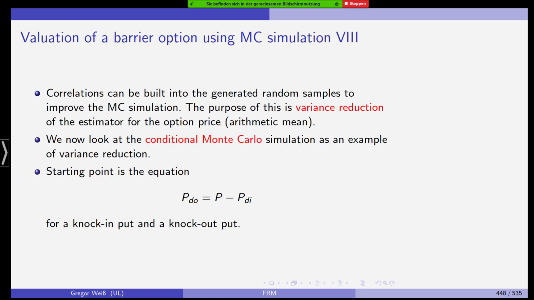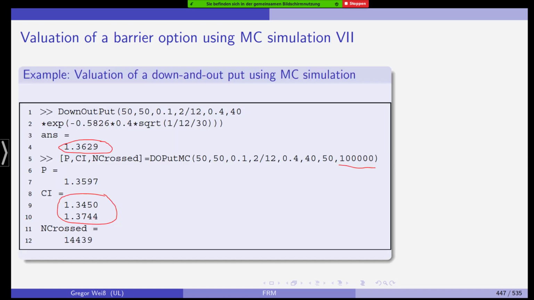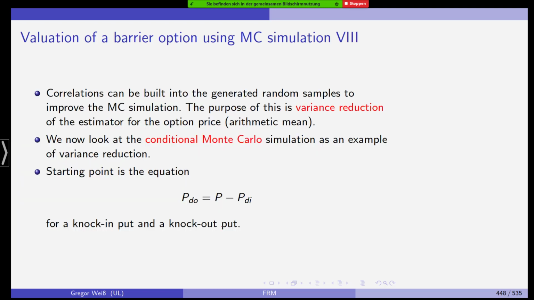Okay. Now we can also build correlations into the random samples to improve the Monte Carlo simulation. This is variance reduction, called conditional Monte Carlo simulation. Why do we do this? Well, we still have a relatively large confidence interval, and we want to make this even smaller and improve the quality of our Monte Carlo simulation.